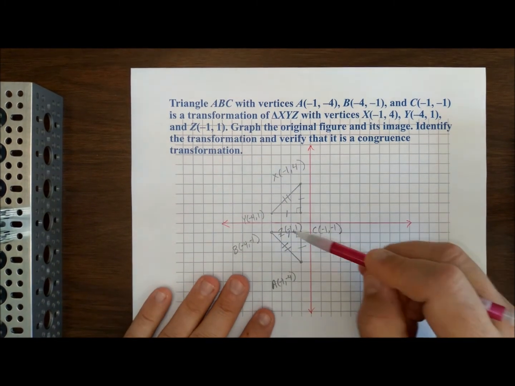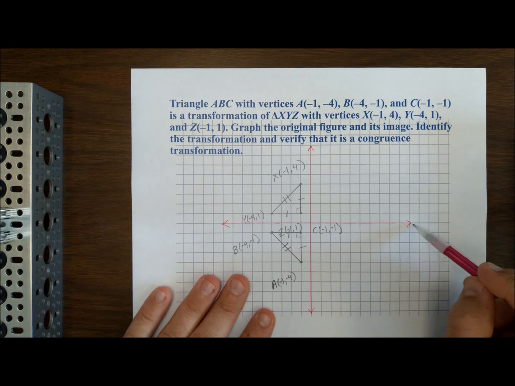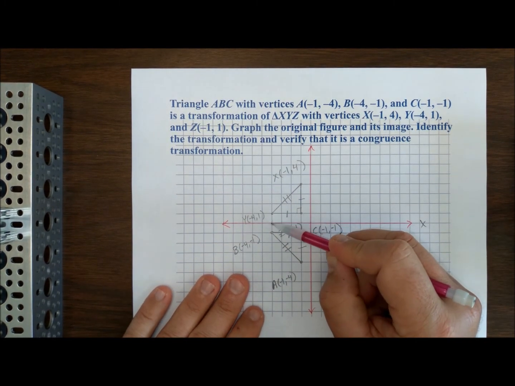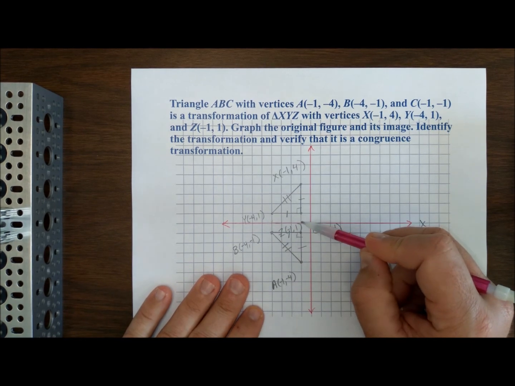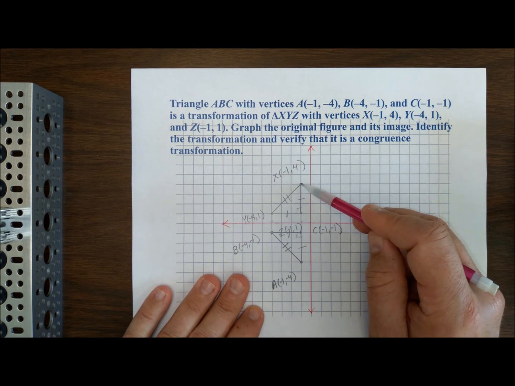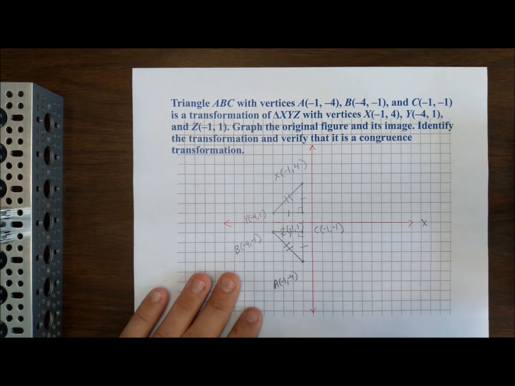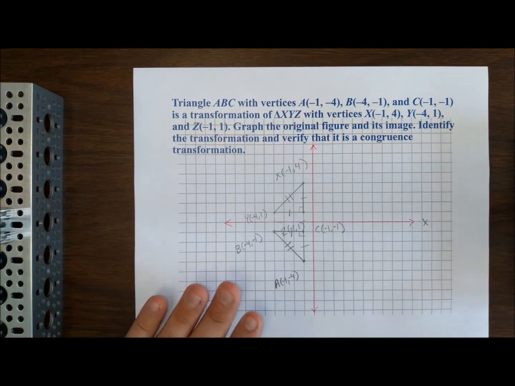Another thing you can do is say, well, hold on, my line of reflection appears to be the x-axis. Okay, so this point is 1 unit above the line of reflection. This one's 1 below. 1 above, 1 below. 4 above, 4 below. And that confirms that it is in fact a reflection over the x-axis.